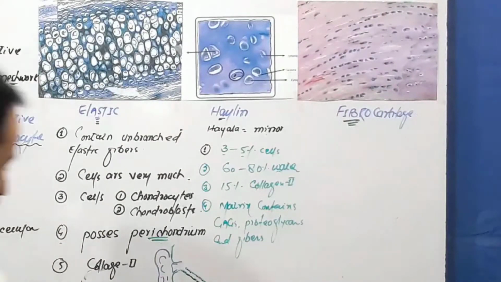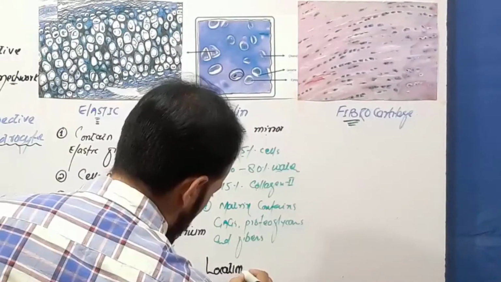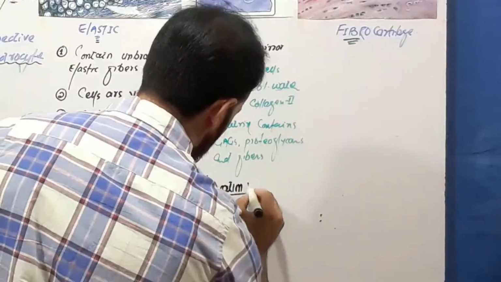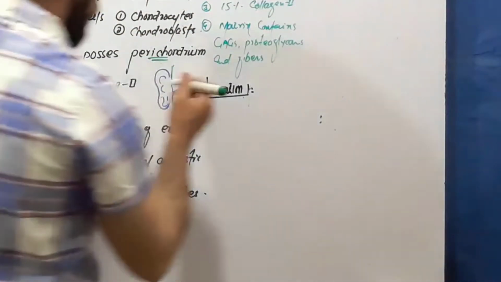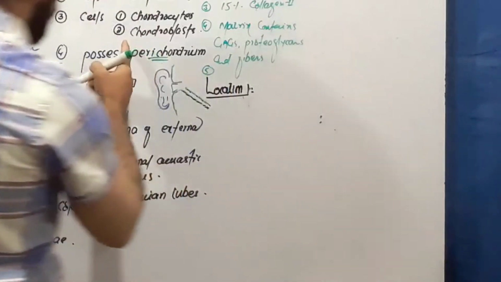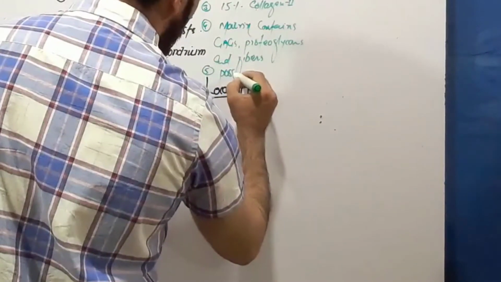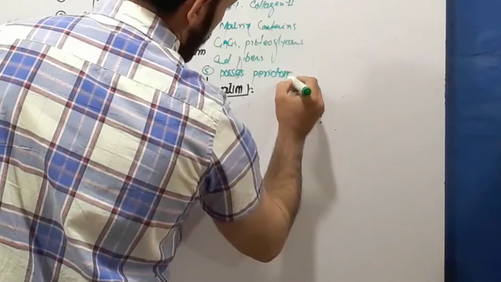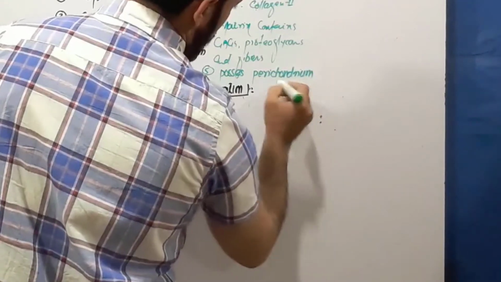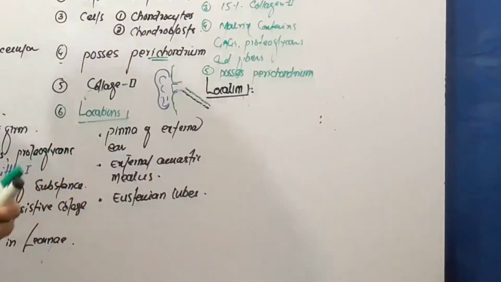So next point about their location, in which parts of the body are the hyaline cartilages found. One thing which is very important about the perichondrium: this hyaline cartilage also possesses perichondrium. This was very important. Possesses perichondrium. It should be protected. That's why this perichondrial membrane is present around this hyaline cartilage, clear friends.